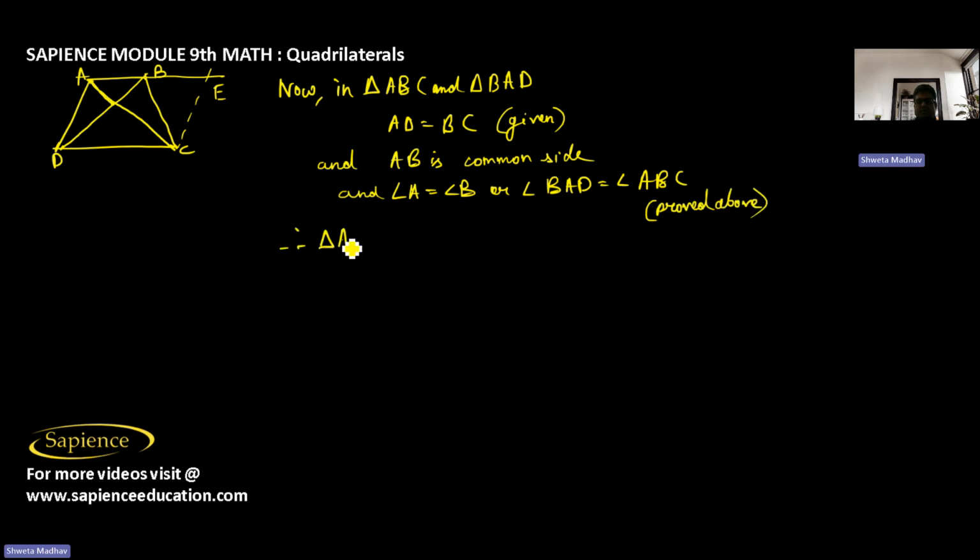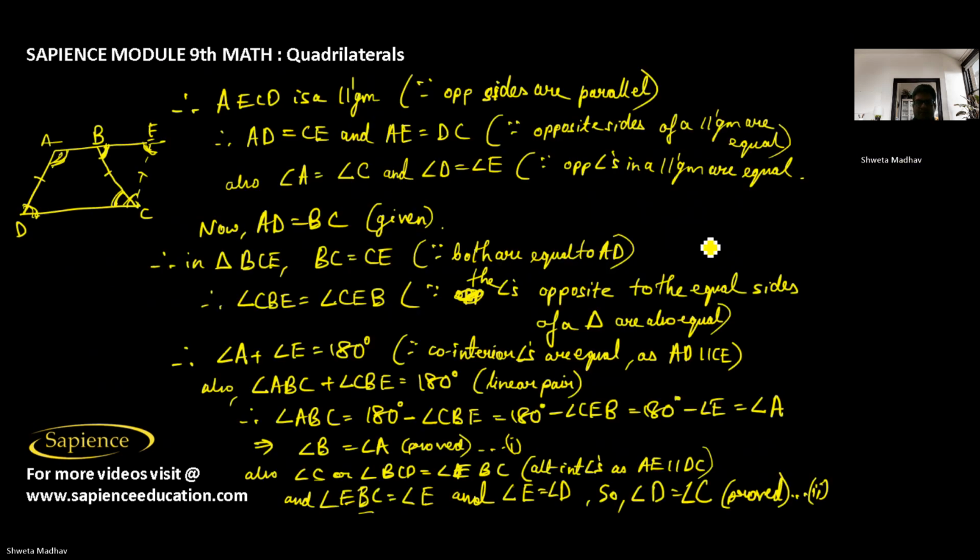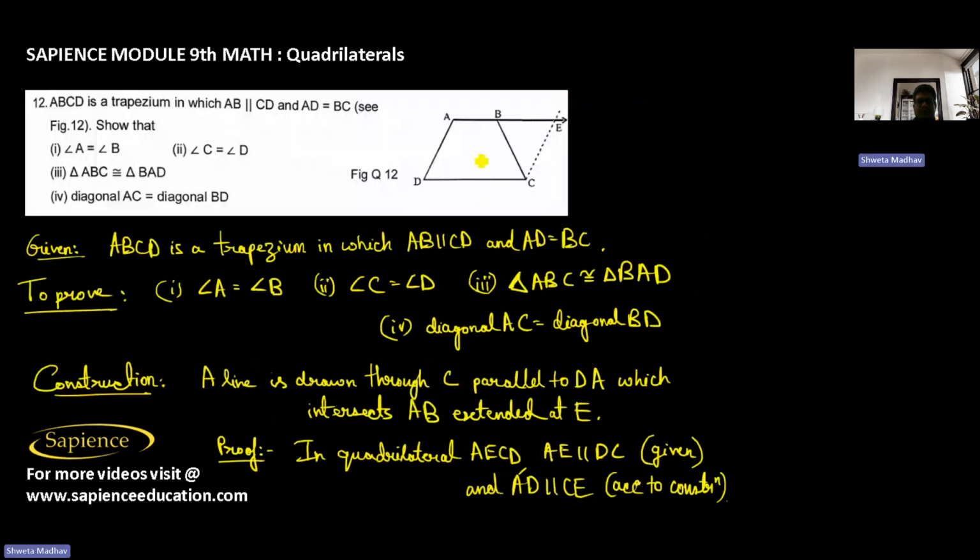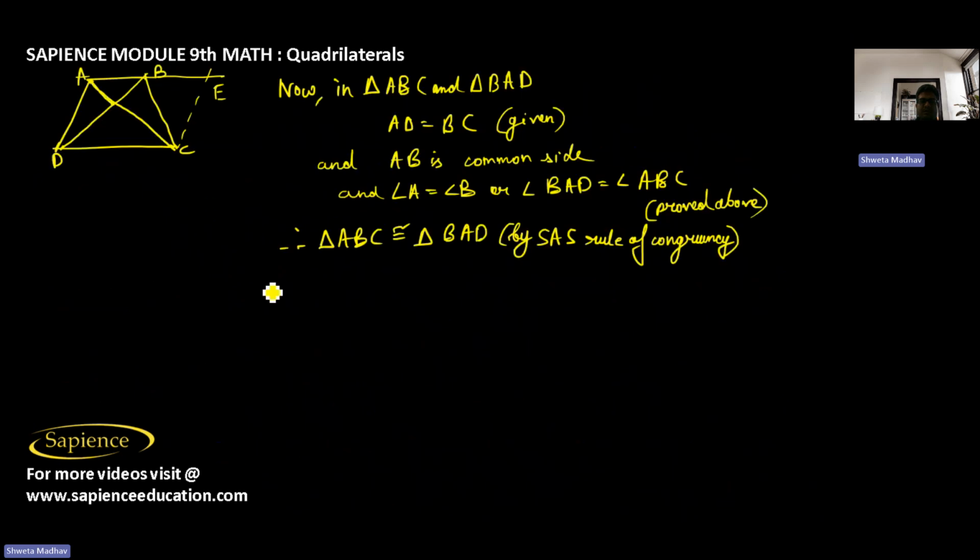So therefore, I can say that triangle ABC is congruent to triangle BAD by, so we have used side, angle, and side. The angle is the included angle in between these two sides. So I will say that triangle ABC is congruent to triangle BAD by SAS rule of congruency. And then diagonal AC equals diagonal BD. So I can say that AC equals BD by CPCT. So hence proved. The third part and the fourth part have been proved.